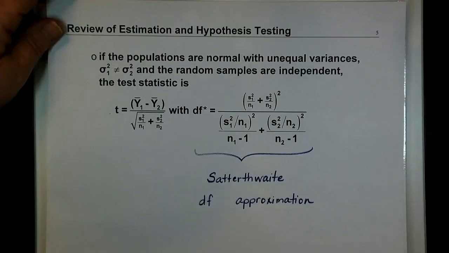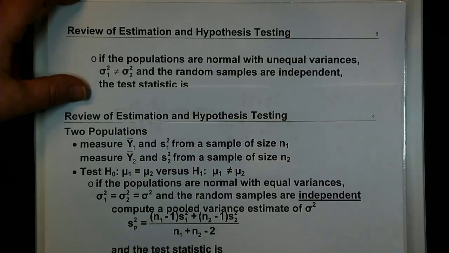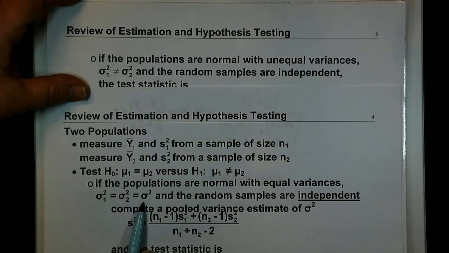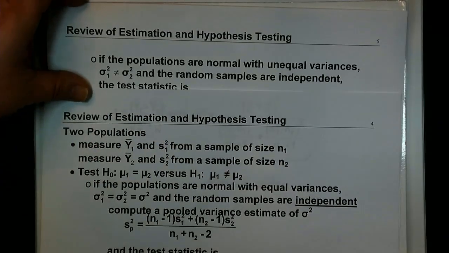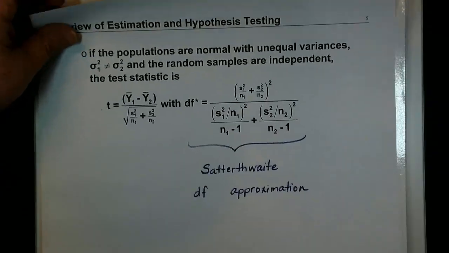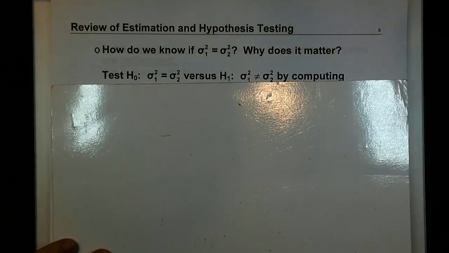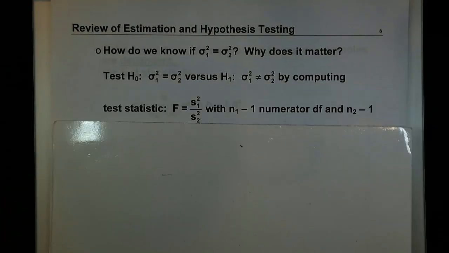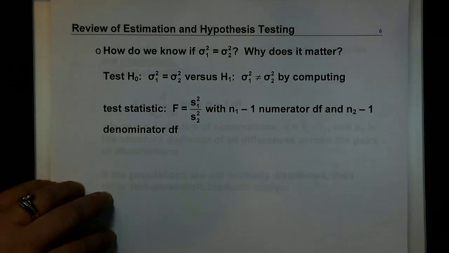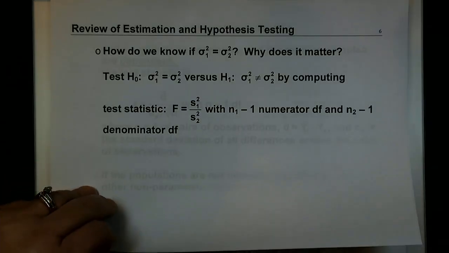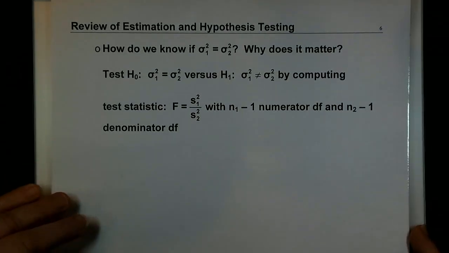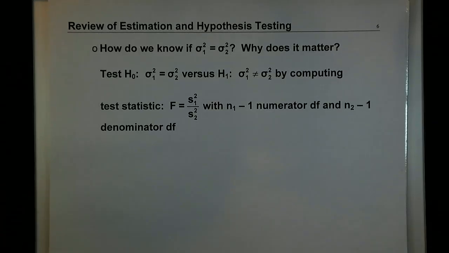So we have these 2 issues here. The variances are equal to each other, or they're not equal to each other. And so, how do we know? Why do we care? How do we know if the population variances are equal, and why does it matter? Well, how do we know?